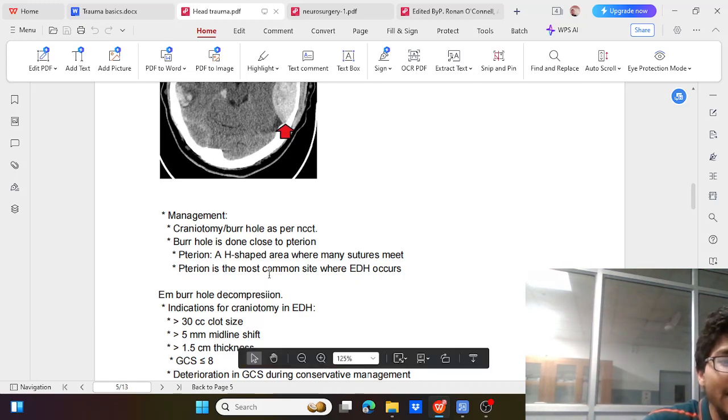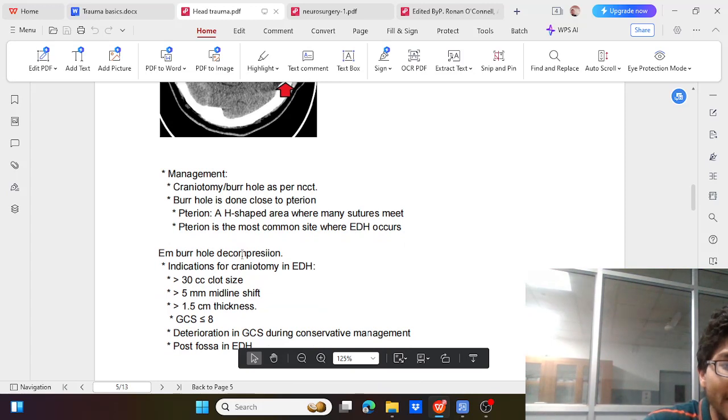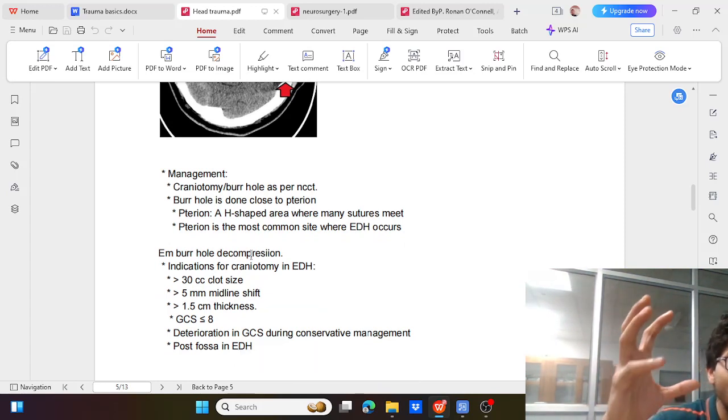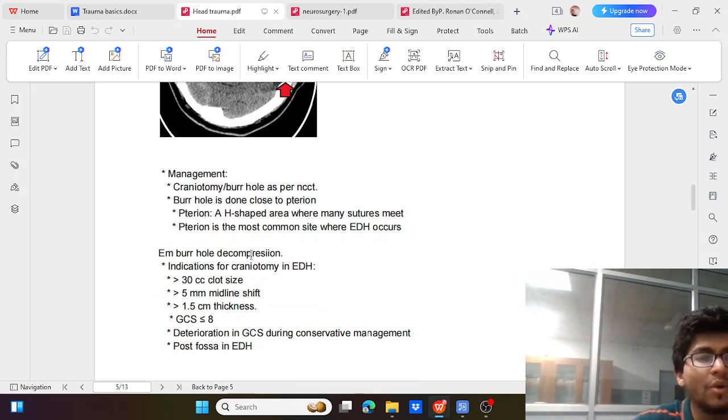And in case of emergency, we do burr hole decompression. So the pressure which is increasing inside will get relieved by burr hole. Burr hole is just creating a hole in the skull. Okay, nothing very different, just a hole in the skull.